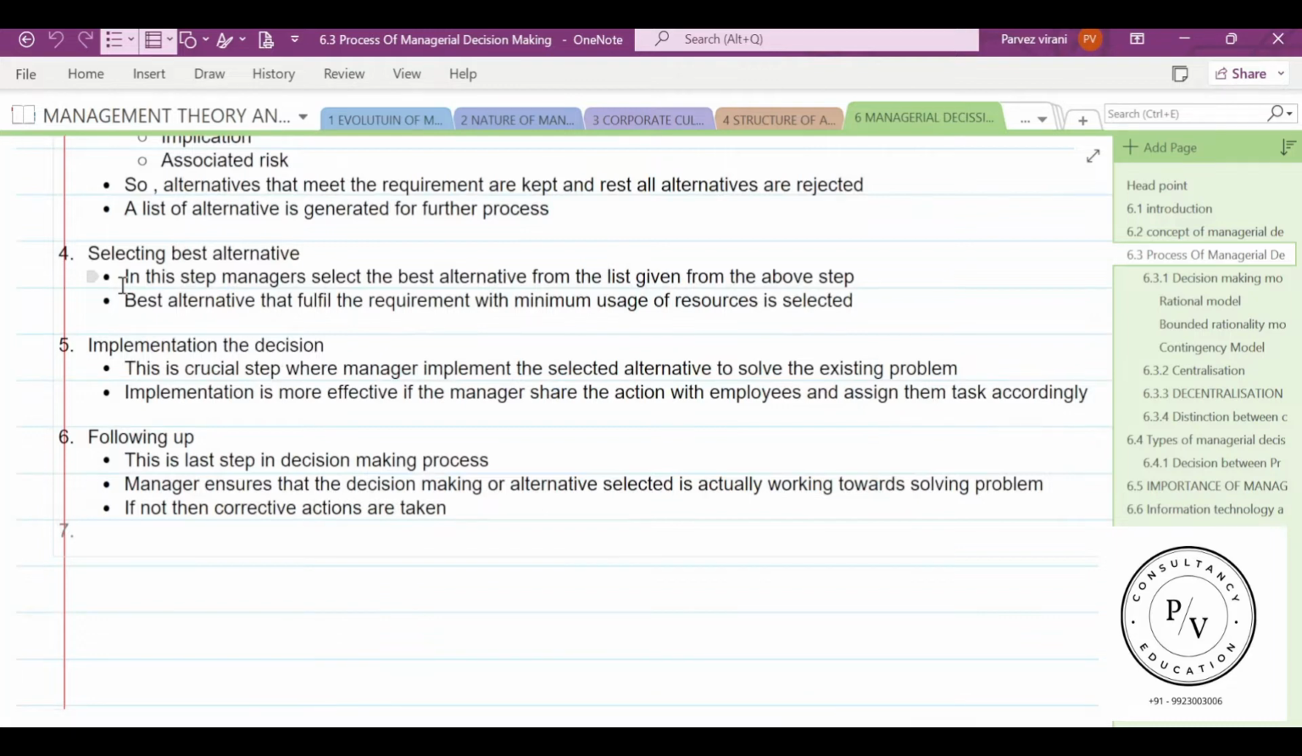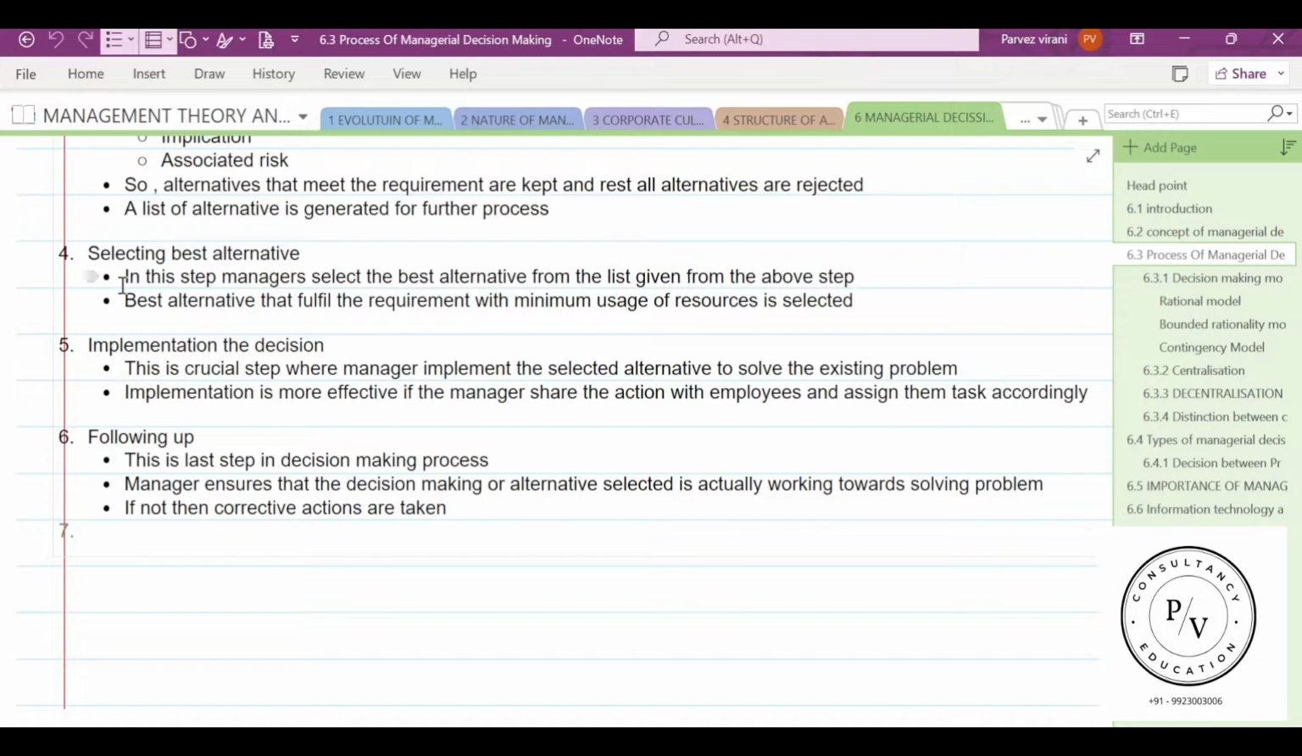The best alternative that fulfills the requirement with the minimum usage of resources is selected. Implementation of the decision: this is a crucial step where the manager implements the selected alternative to solve the existing problem. Implementation is more effective if the manager shares the action with employees and assigns them tasks accordingly.